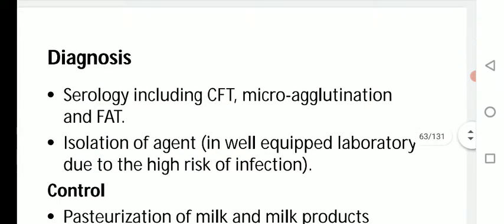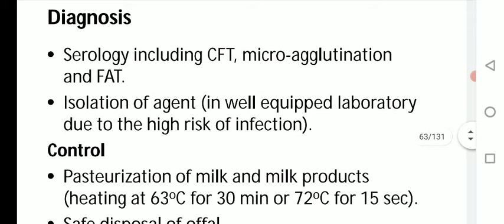In case of diagnosis, we have to perform serological tests, and serology includes CFT, then microagglutination and FAT. So, these are several diagnostic tests to identify the Q fever bacteria, Coxiella burnetii, and isolation of this bacteria should be carried out in a well equipped laboratory due to high risk of infection.